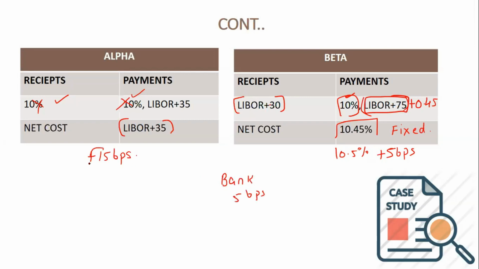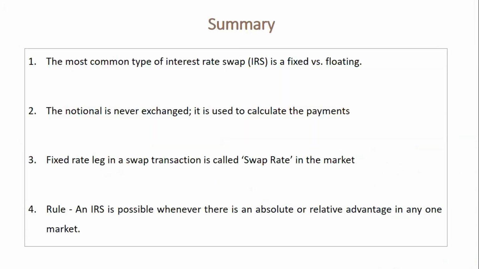So this is how you have allocated this 25 basis point comparative advantage among three parties by the use of IRS. So in summary, the most common type of interest rate swap is fixed versus floating, though we have floating versus floating as well, just the benchmarks are different. The notional is never exchanged, it is only used to calculate the payments. The fixed rate leg in a swap transaction is also known as the swap rate. And the rule of the IRS says that an IRS is only possible whenever there is an absolute or relative advantage in any one market for the parties.